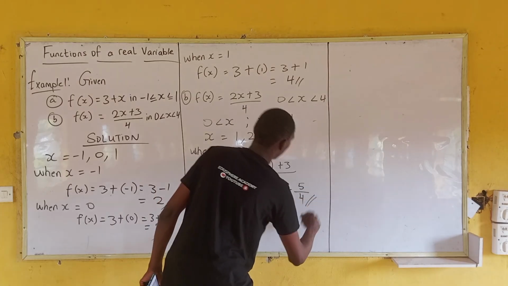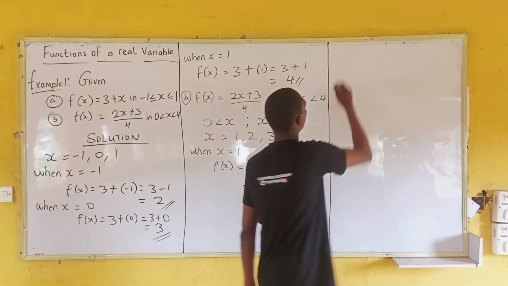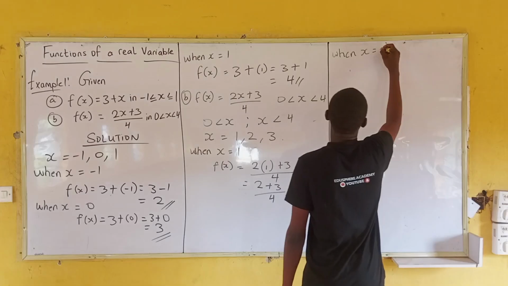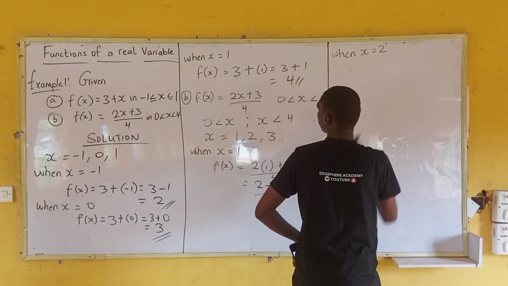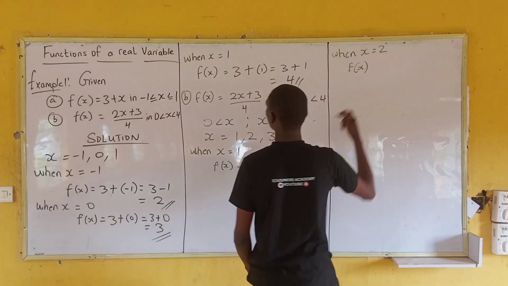5 over 4, and that will be our answer. So therefore, when x is equal to 1, our f of x is given as 5 over 4. Now let's look at when x is equal to 2. So therefore, when x is equal to 2, our f of x will be what?